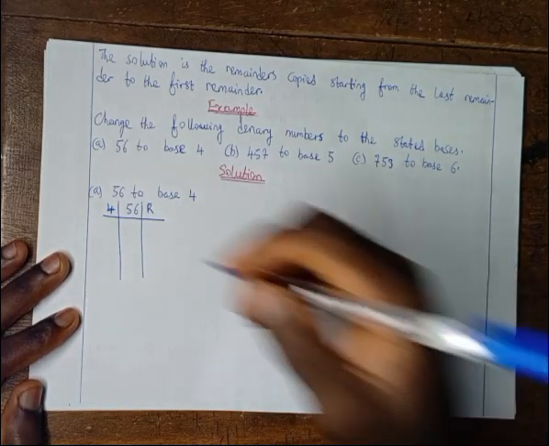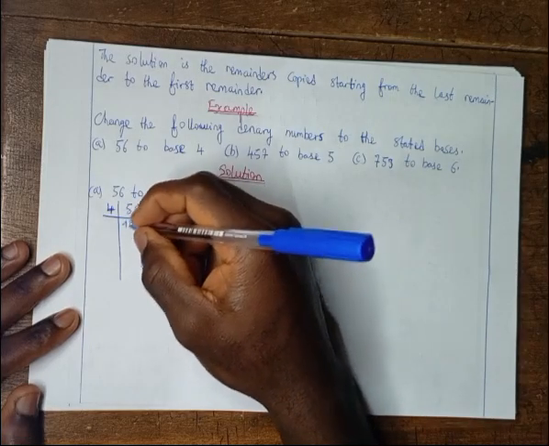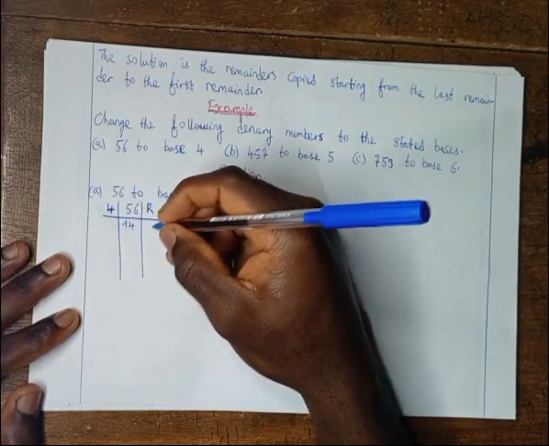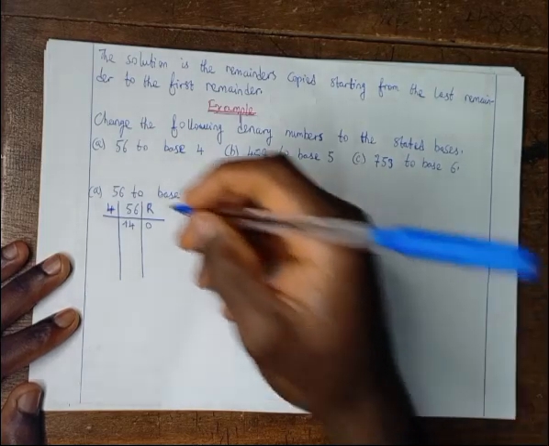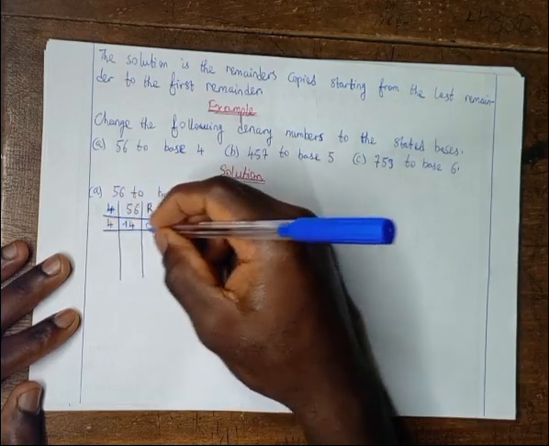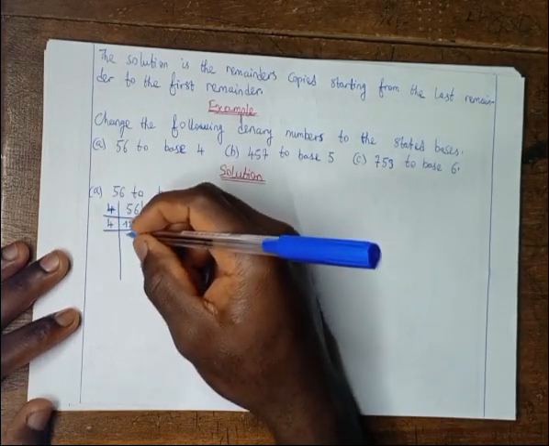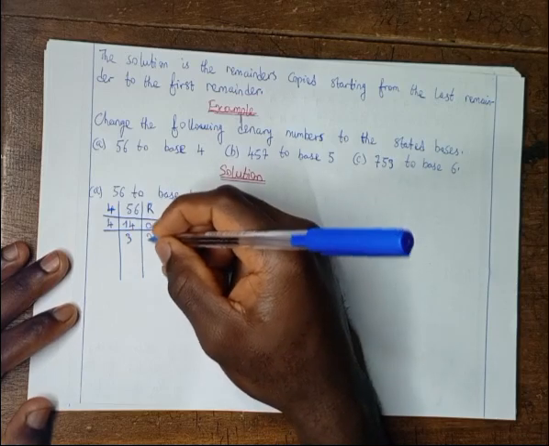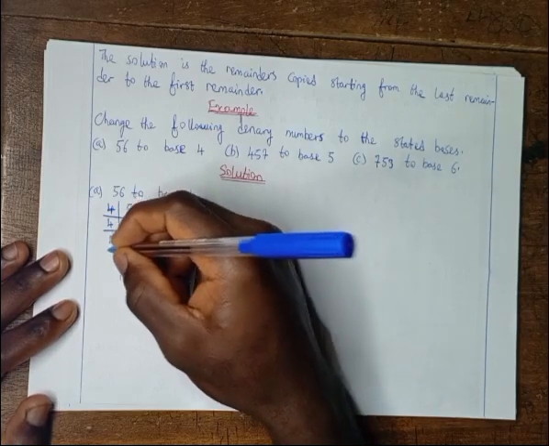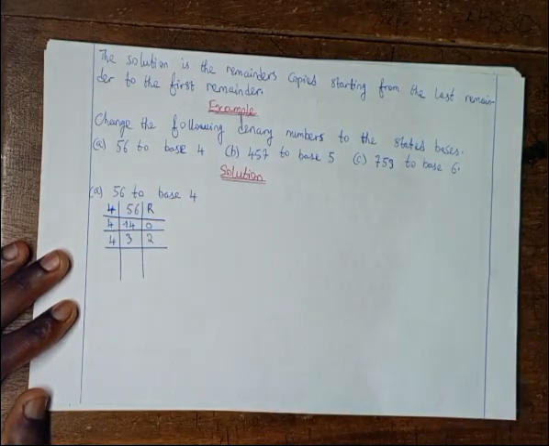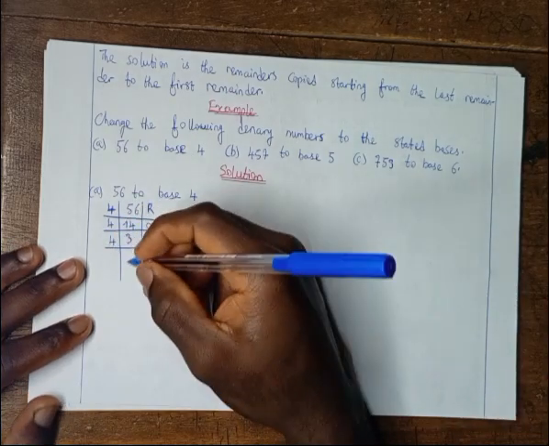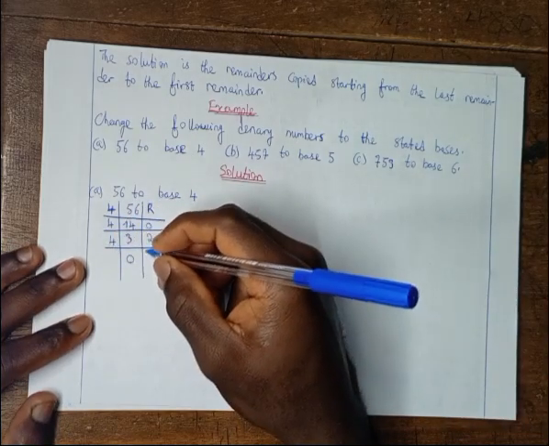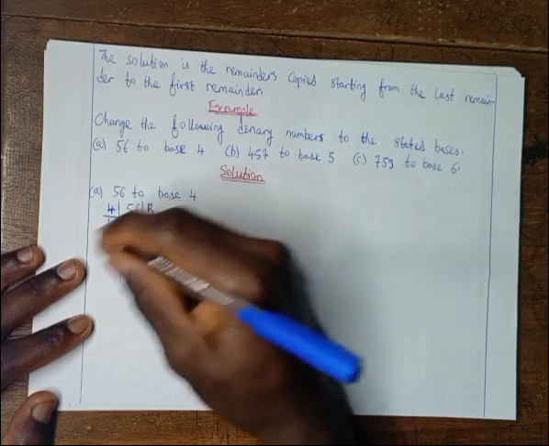56 divided by 4 gives us 14, remainder 0. Next, we have to divide 14 by 4. 14 divided by 4 gives us 3, remainder 2, bring down 4. Next, we divide 3 by 4. It gives us a whole number part of 0. Remainder will simply be 3. 3 is less than 4.